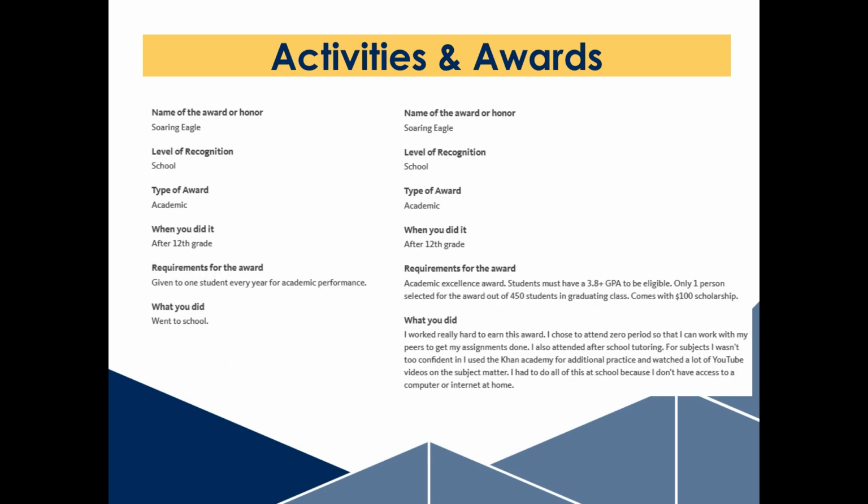Now, here's a couple of examples of what those can look like. I know it's really small, so I'll read it off for you. The one on your left-hand side is a student that received an award called the Soaring Eagle Award. It was a school award. It was an academic award. The student got it in 12th grade, and it was given to one student. The requirements were that it was given to one student every year for academic performance. And then what the student did, they said, I went to school.